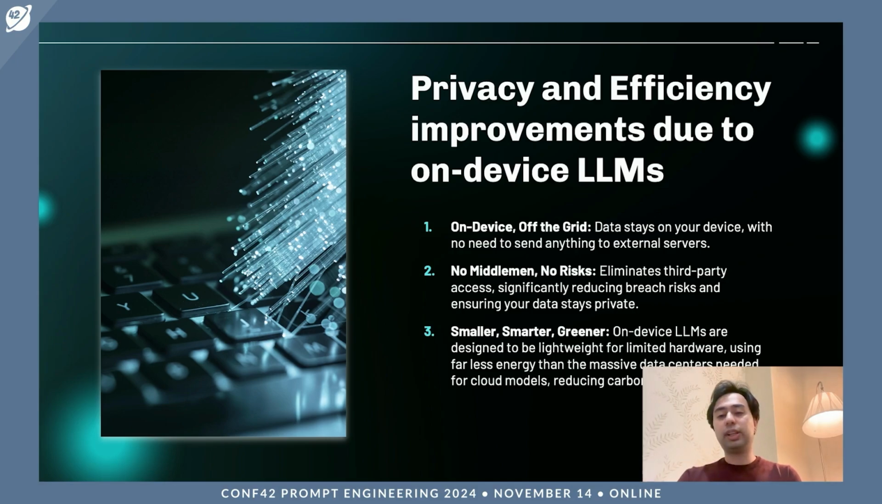So, moving these large language models from the internet to on-device solves the first 2 problems. This is because on-device models are off the grid. They don't need internet. They don't need any external connection. There is no middleman. Everything is on your device. So there's no privacy risk anymore. And as a result of these models having to run on device, they're automatically smaller.